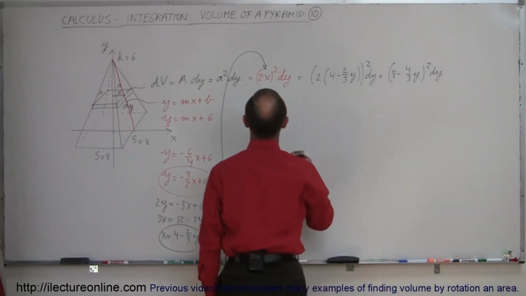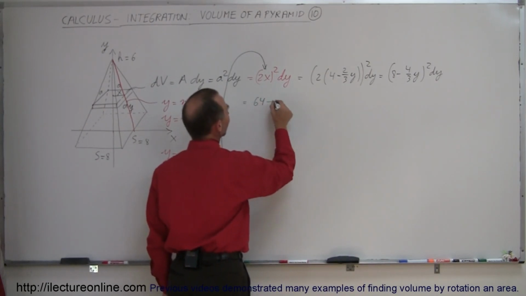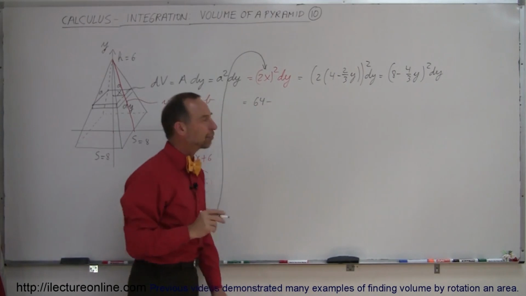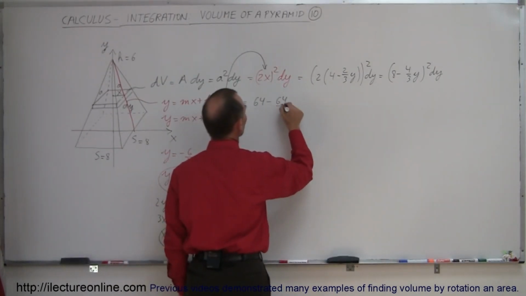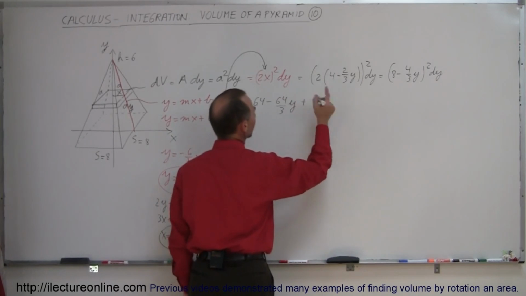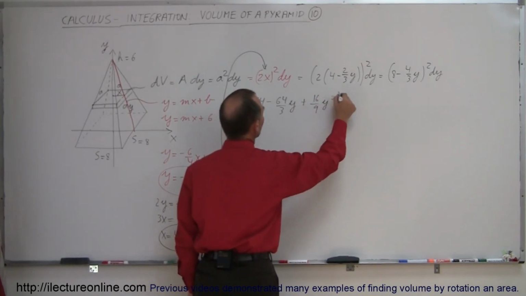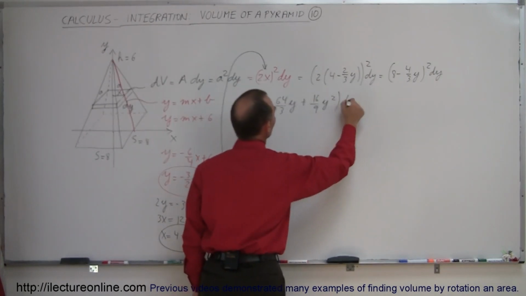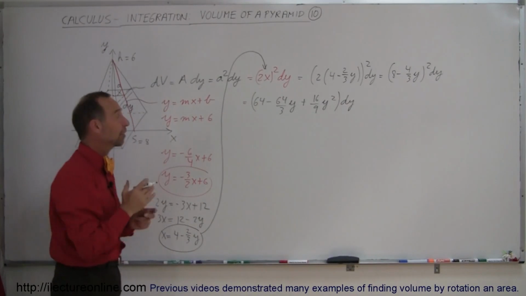And then if we go ahead and square all that, we get 64 minus twice the product. Now 8 times 4 is 32, times 2 is 64, so minus 64 over 3 y, and then plus, squaring that, we get 16 over 9 y squared, and the whole thing times dy. And now we have a nice volume element expressed in y variable only.